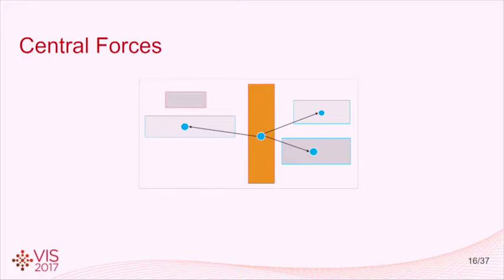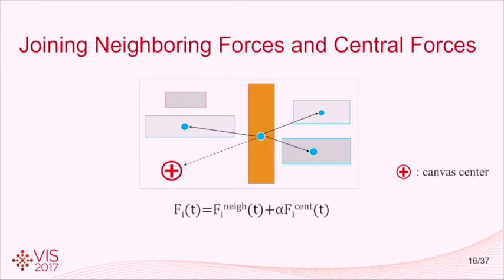Neighboring words with large distances can now be put together. So we introduce a central attraction source, a large mass at the center of the canvas to attract all words toward it. Finally, join the neighboring forces and central force together.